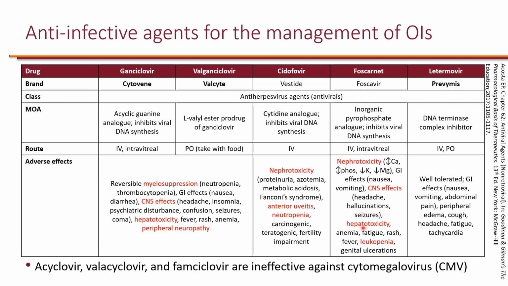It can also cause GI effects, so nausea and vomiting, and some CNS effects, including seizures, some mild elevation of liver enzymes, as well as anemia, fatigue, rash, and leukopenia. But the leukopenia is not as severe as myelosuppression caused by ganciclovir and valganciclovir. Now, because of this severe nephrotoxicity of foscarnet, saline preloading is also recommended to prevent nephrotoxicity. So normal saline is often given before the infusion.